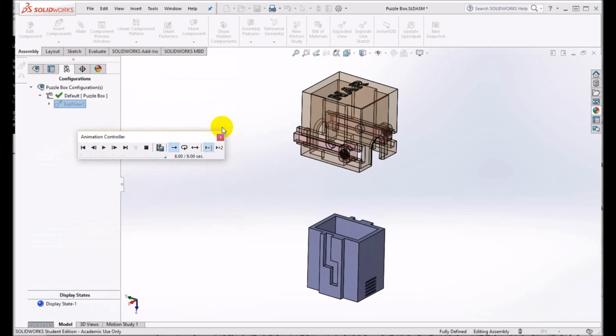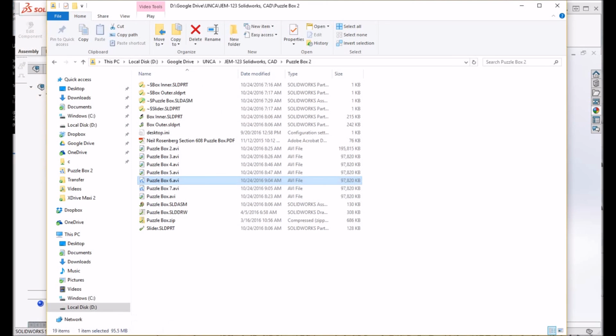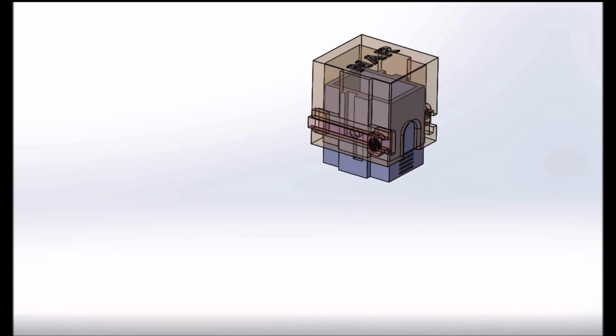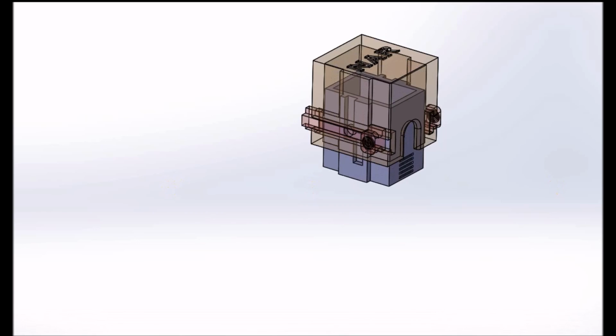Okay, now I've got that. I'll go back to where my files are located, and notice that 7 has been created. Here I'll double click on that, and here is the animation looking pretty good.